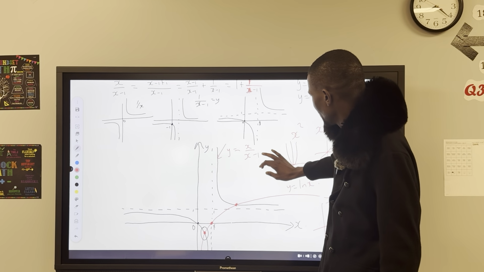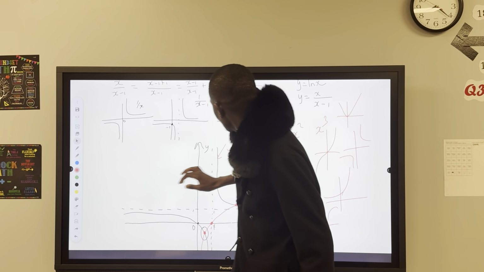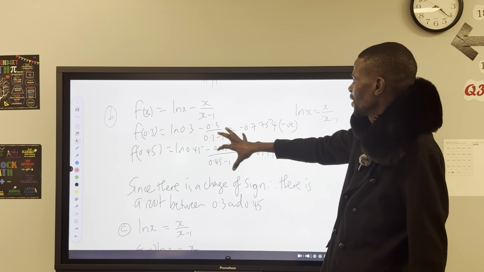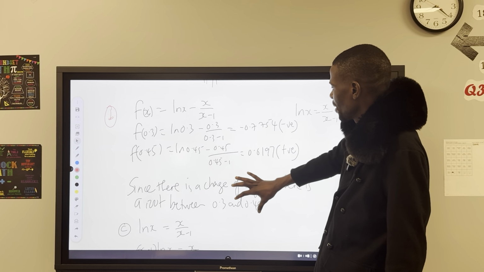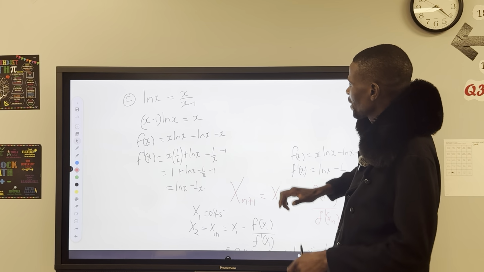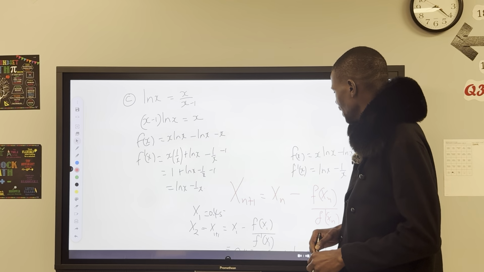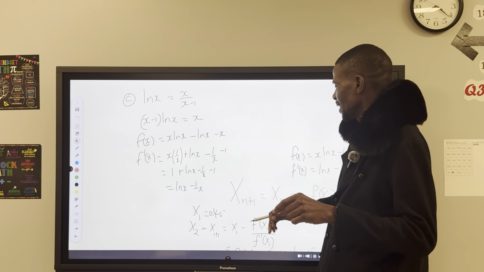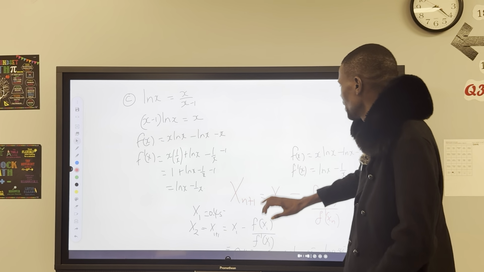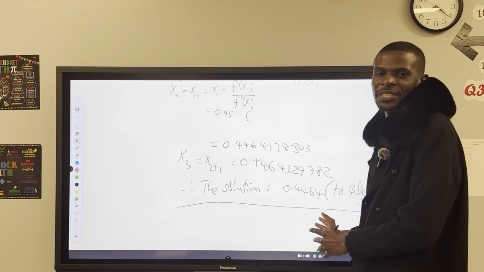After sketching, from part B we wanted to show that there is a root between 0.3 and 0.45. So we used the intermediate value theorem to take note of the sign change. Then from there, we applied the Newton-Raphson method. Here, guys, you needed to be careful about the Newton-Raphson. The question asked to find if the root is between 0.3 and 0.45, and coming back to the solution we have here, it's 0.446, which is in between.